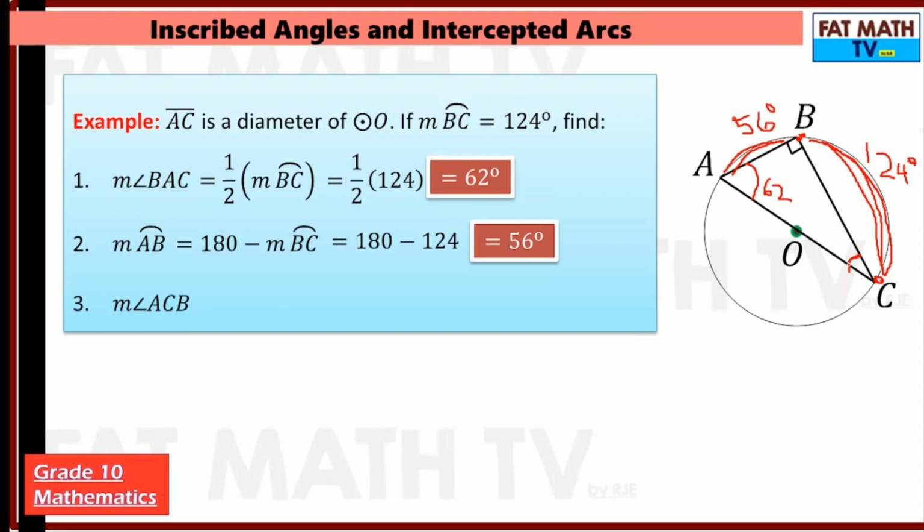How about the measure of angle ACB? Angle ACB is an inscribed angle intercepting 56 degrees. So half of 56. Half of 56 is 28. So 28 degrees.